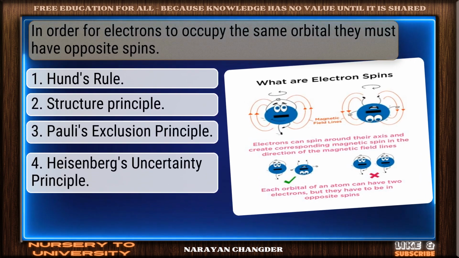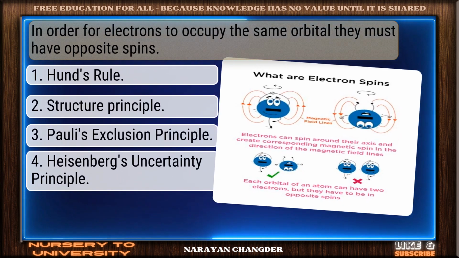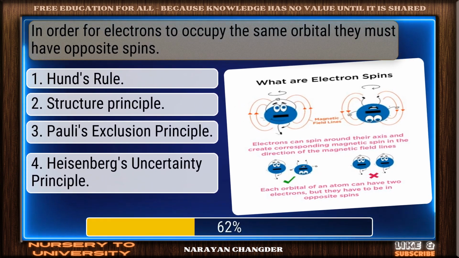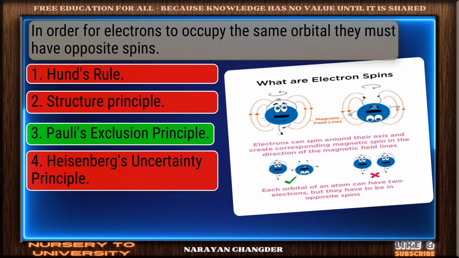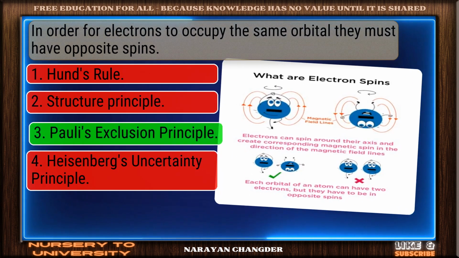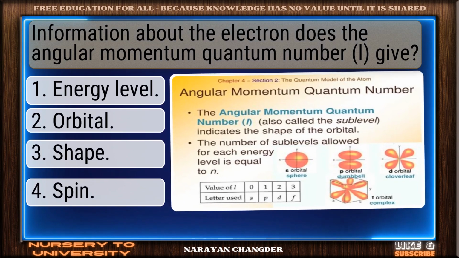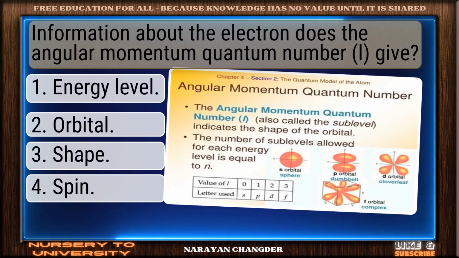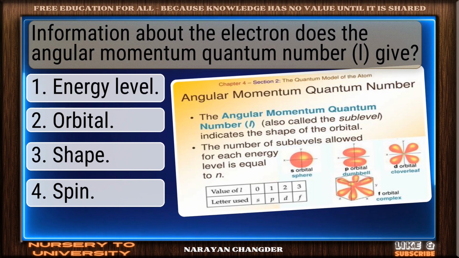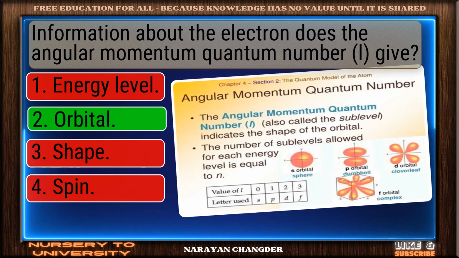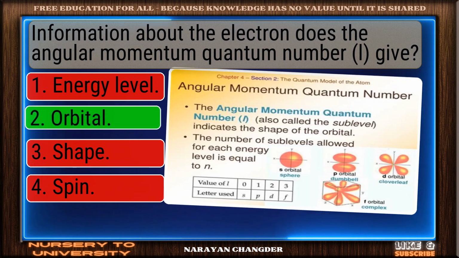In order for electrons to occupy the same orbital, they must have opposite spins. Nice work. You chose Pauli's exclusion principle, and it is correct. What information about the electron does the angular momentum quantum number give? Well reasoned. Orbital is the correct choice.